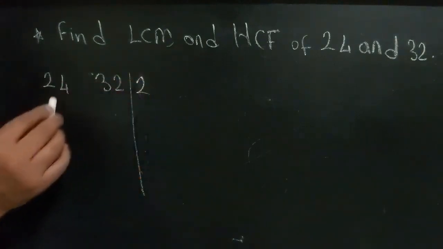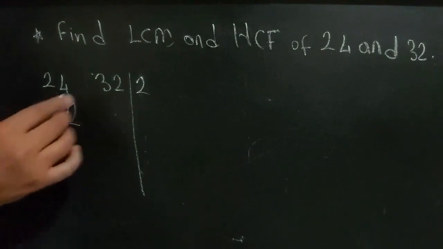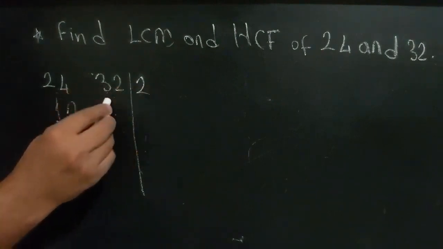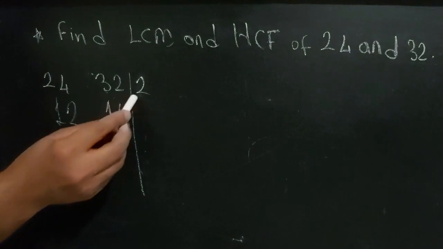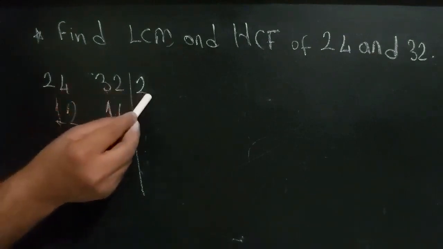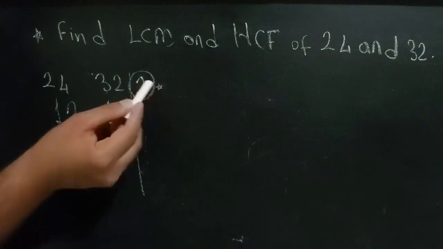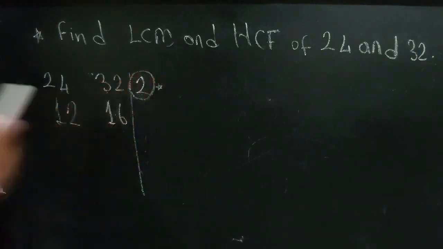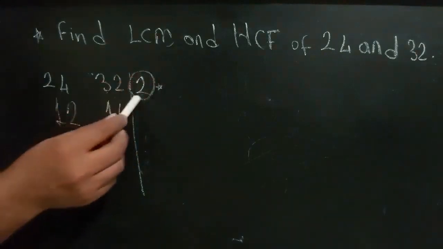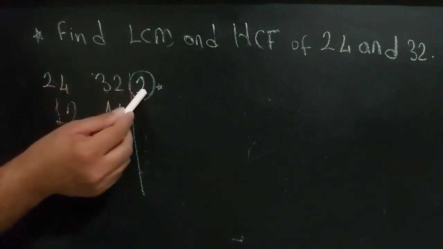Is this divisible by 2? Yes. 12. This one, yes. 16. And this is common for both numbers. Circle it. You can put a star there instead of circling. You can put a dot. Do not forget that this is common for both of them.